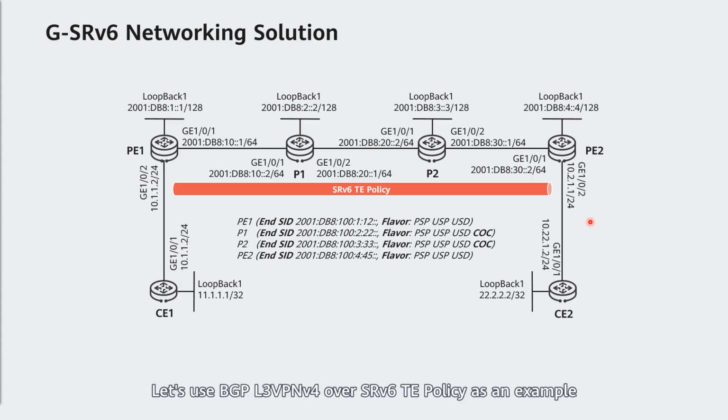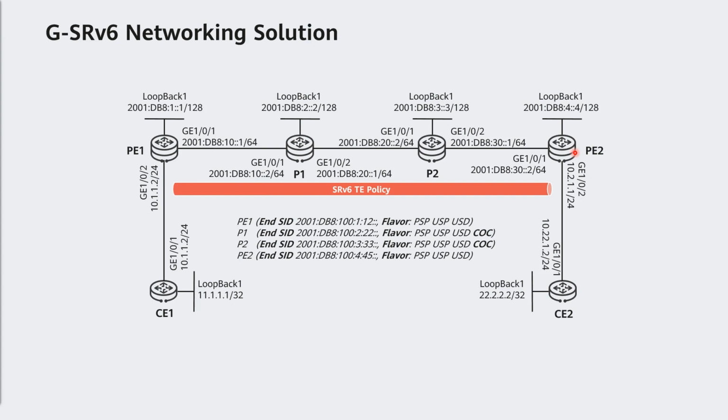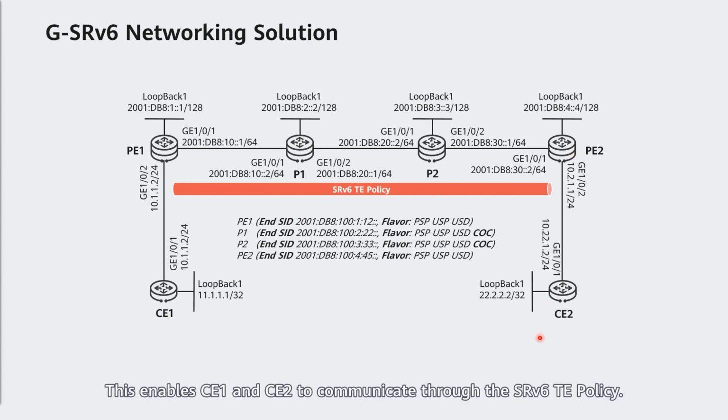Let's use BGP L3VPNv4 over SRv6 TE policy as an example to see how to configure G-SRv6. In this example, a bidirectional SRv6 TE policy is established between PE1 and PE2 to carry BGP L3VPNv4 services. This enables CE1 and CE2 to communicate through the SRv6 TE policy.